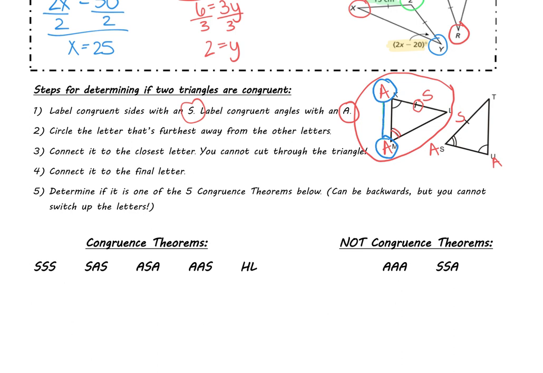All right. Step number 4, connect it to the final letter. So this is kind of like a path. We've already started with the A at the bottom. We went to the A at the top. And now we're going to continue that path to our S.